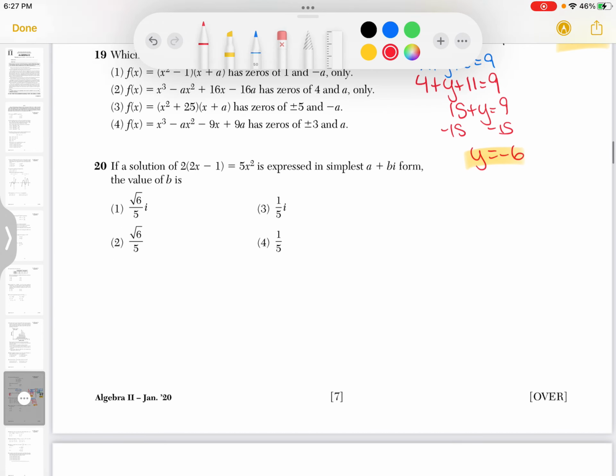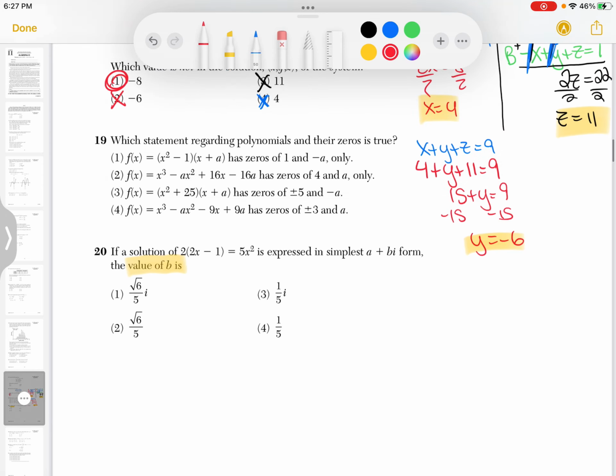Question number 20. If a solution of blah is expressed in simplest a plus bi form, the value of b is. This part tricked a couple people up. We're going to solve it first, and then we'll talk about that value of b. But this is another one of those situations where the multiple choice is a long example.